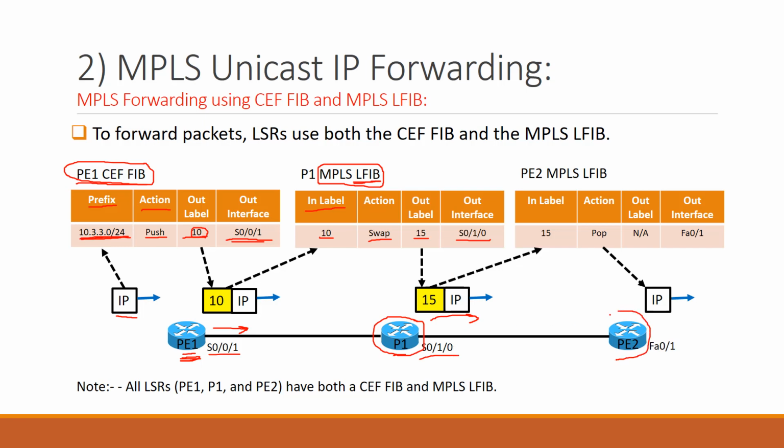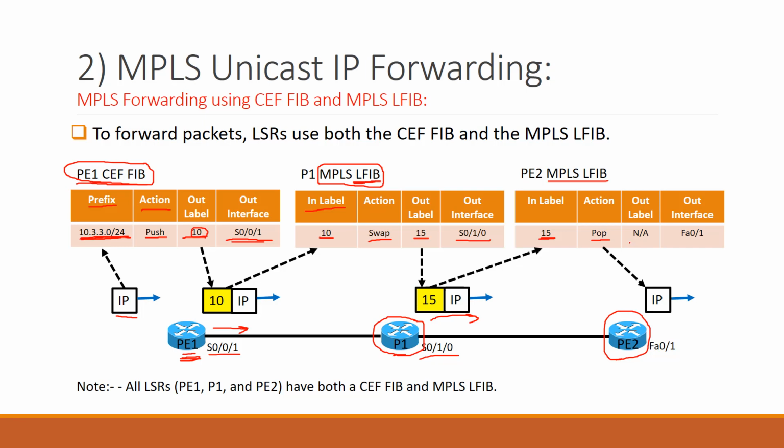Now PE2 will receive a labeled packet. What should it do? It should check its MPLS LFIB, label forwarding information base. And when a matching entry is found for incoming label 15, the action should be pop or remove. So PE2 should remove this label. This number 15 should be removed, the complete MPLS header, including the label. And later on we will discuss the MPLS header.